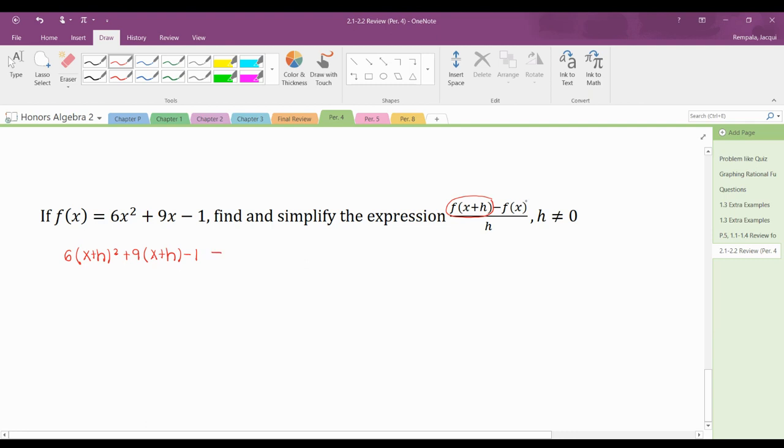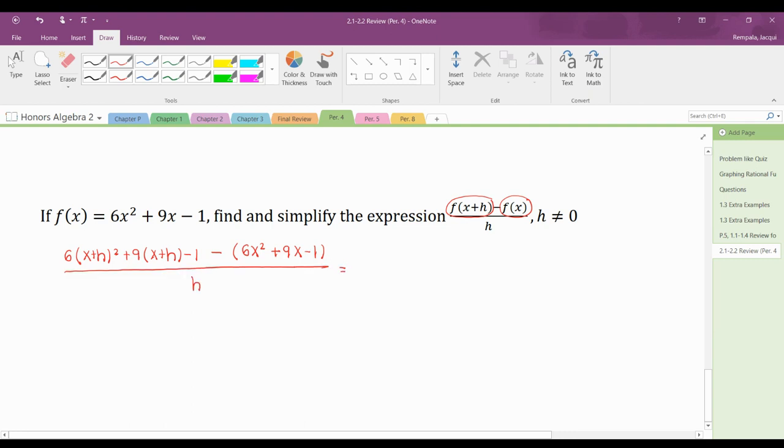Now I want to subtract, and now I want to subtract f of x. So because f of x has 3 terms, I get to keep them all the same, but I want to put them in parentheses because I know that I have to subtract that whole thing. And this is all over h.